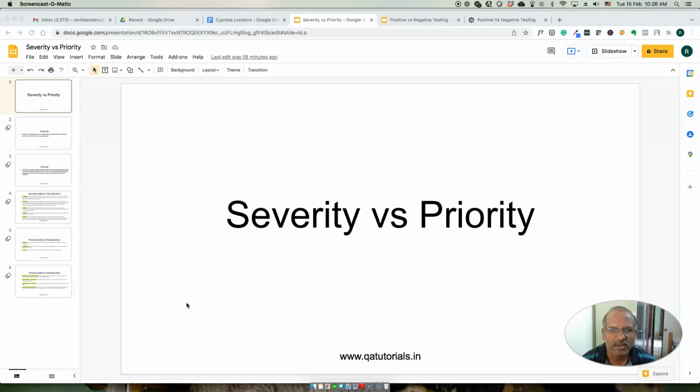So today we'll talk about an important testing topic, that is severity versus priority. This is a very common question that comes up for a beginner tester. What is the difference between severity and priority? And we will talk about this in detail today. Let us see what is the definition of severity and what is the definition of priority.